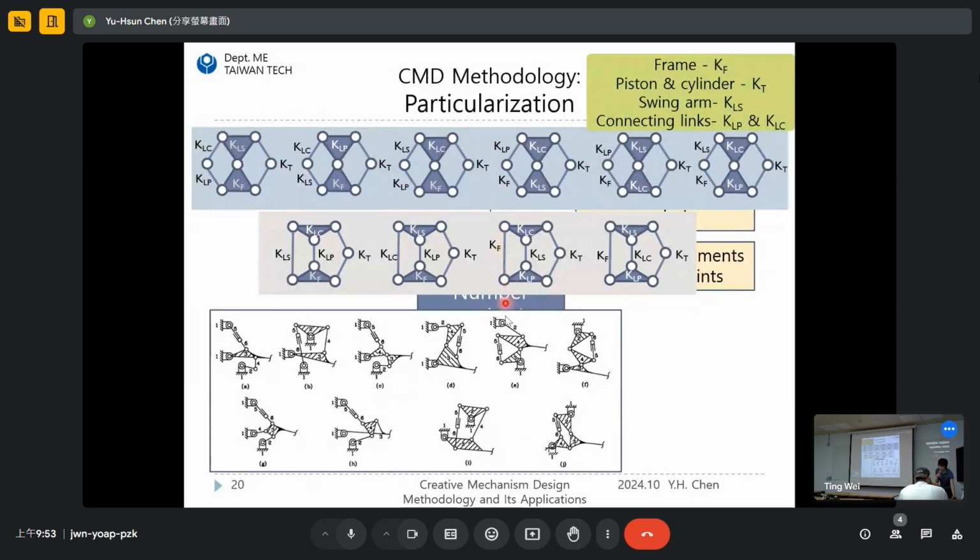Okay, so once we put it back to the mechanism, the fixed link, yes, that is a binary link, only 2 joints, and it connects to the connecting links. Okay, so here we have the fixed link. It connects to the 2 connecting links, and take a look over here. These 2 connecting links, KLC and KLP, both of them are ternary links. So over here in the spatialized chain, they are triangles.